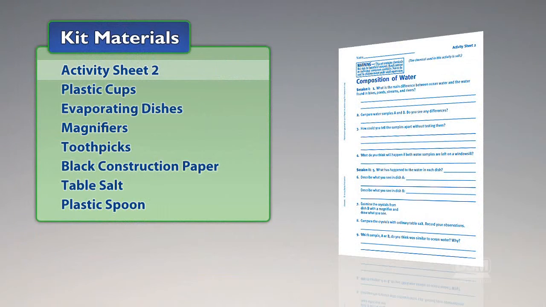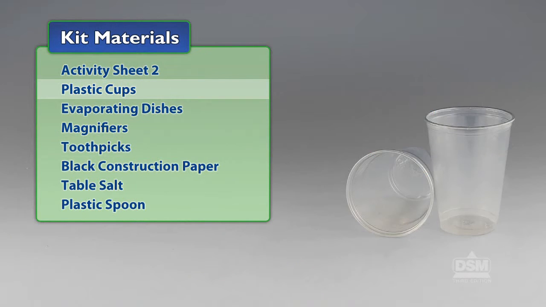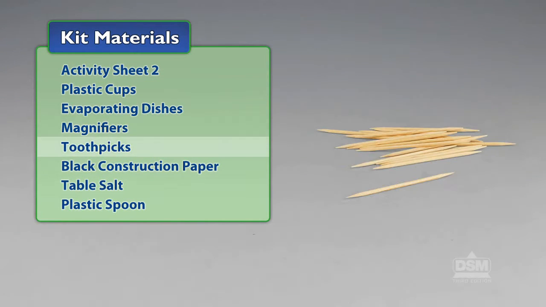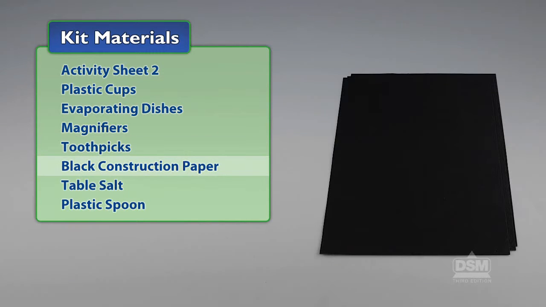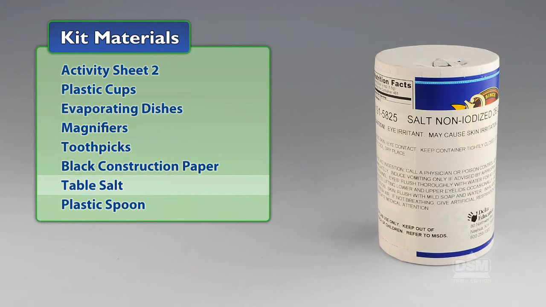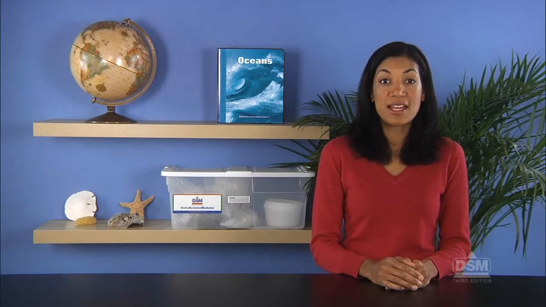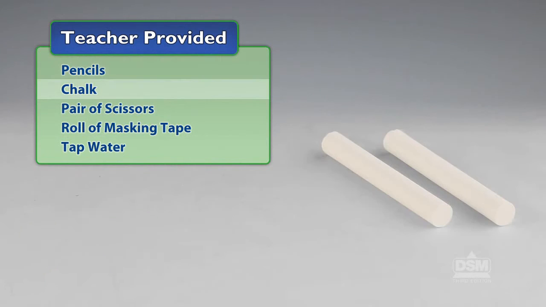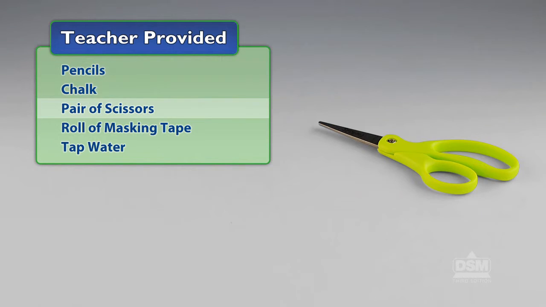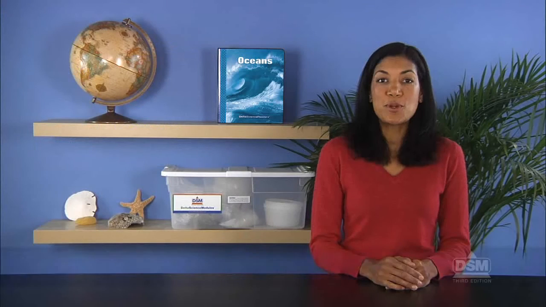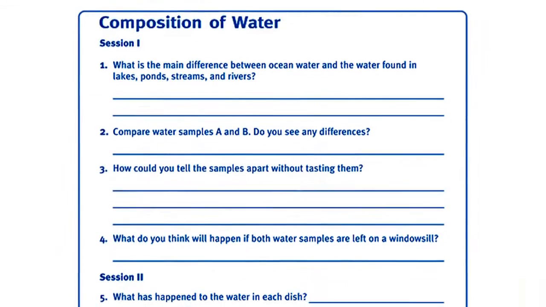Activity Sheet 2, plastic cups, evaporating dishes, magnifiers, toothpicks, black construction paper, table salt, and a plastic spoon. You will also need to provide pencils, chalk, a pair of scissors, a roll of masking tape, and tap water. To prepare for Session 1, make a copy of Activity Sheet 2 for each student.